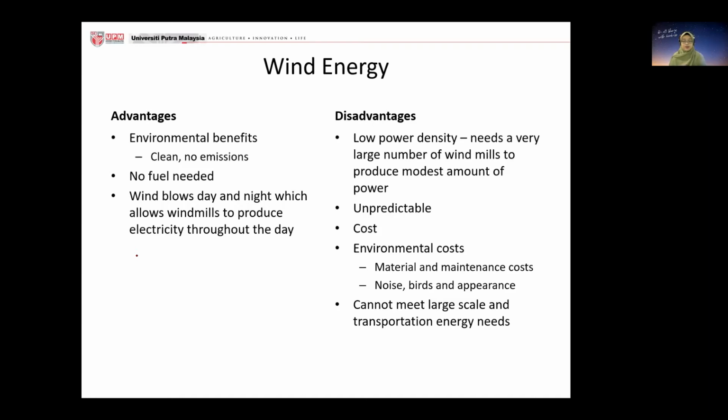in nature. And if you think about it, another thing is that you cannot meet large scale transportation energy needs, because you are producing low power density and the energy is in the form of electricity.